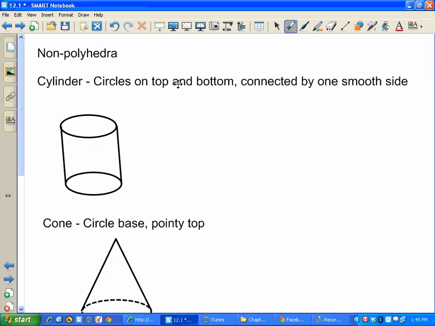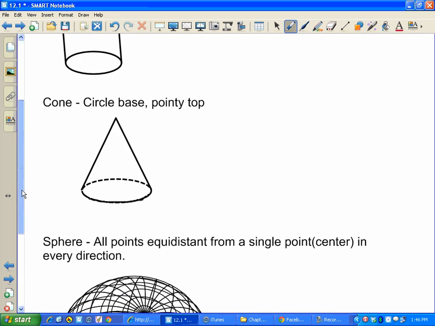Some non-polyhedral shapes that we'll be dealing with are going to be cylinders. Okay, so they're very similar to prisms, except we have circular top and bottom, and we don't have rectangles connecting. We just have one nice smooth connected side. A cone is kind of the non-polyhedra equivalent of a pyramid. I've got a circular base and then a nice smooth connection all the way around with a pointy top.